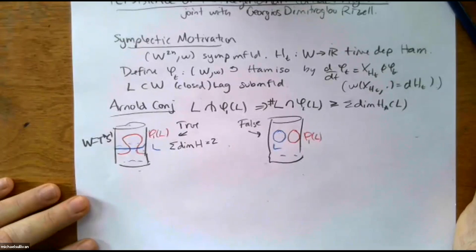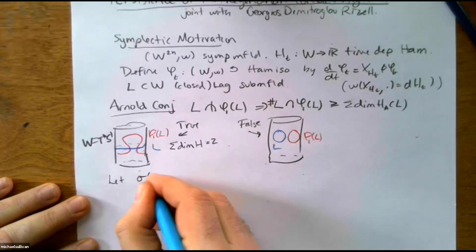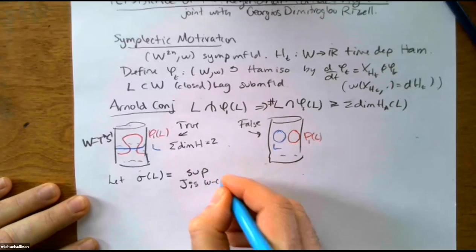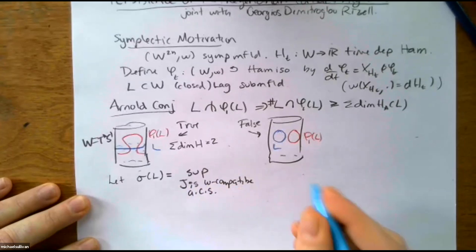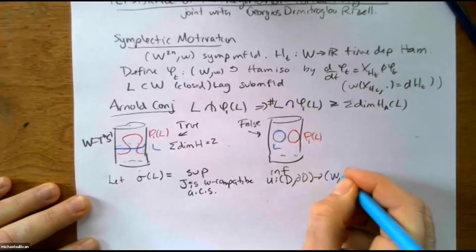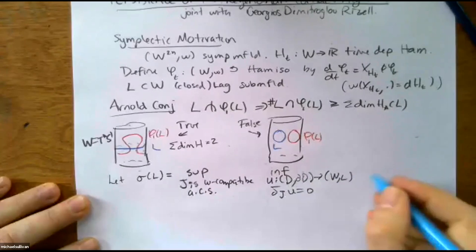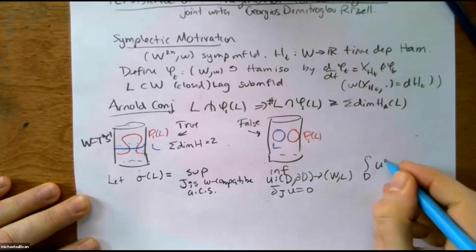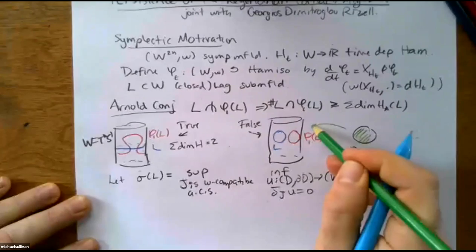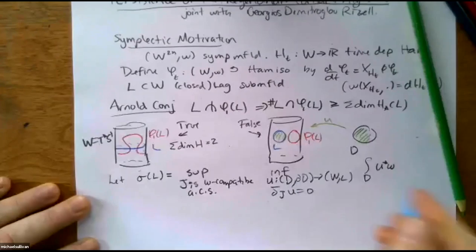Okay, but then what you could do instead is you could look at, for L, the supremum over all omega-compatible almost complex structures J, and then within this supremum, you could look at the infimum over all maps of the disk, sending the boundary to L, which are J-holomorphic, and you could look at the area of such disks. So for example, here I have some disk and I have some map u sending it to here. And then you could define this quantity, sigma L.